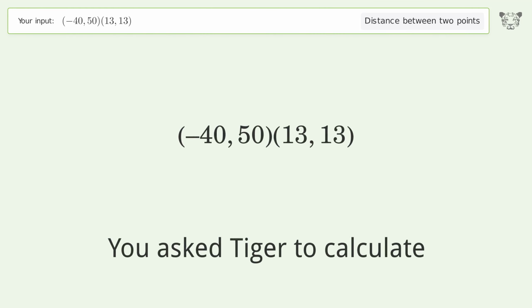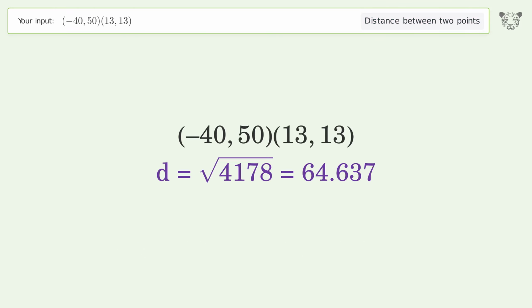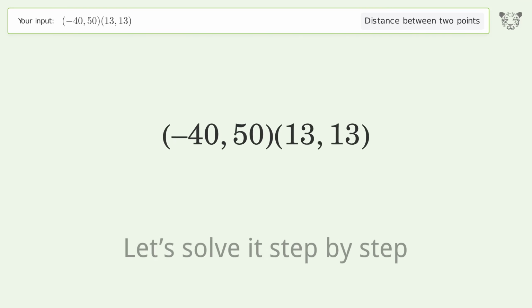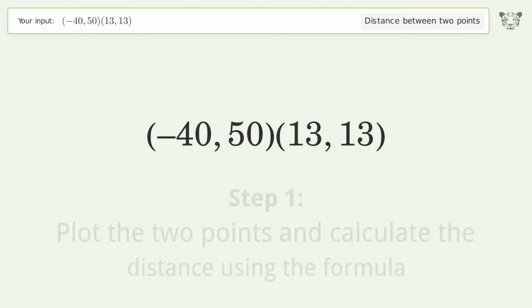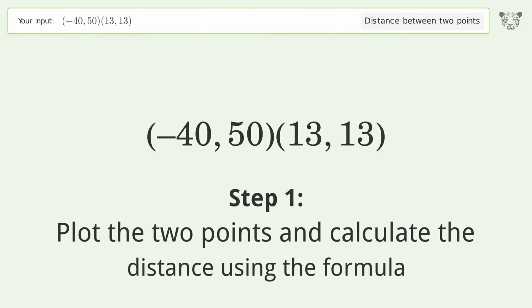You ask Tiger to calculate. This deals with the distance between 2 points. The distance between the 2 points is the square root of 4,178, or 64.637. Let's solve it step by step. Plot the 2 points and calculate the distance using the formula.